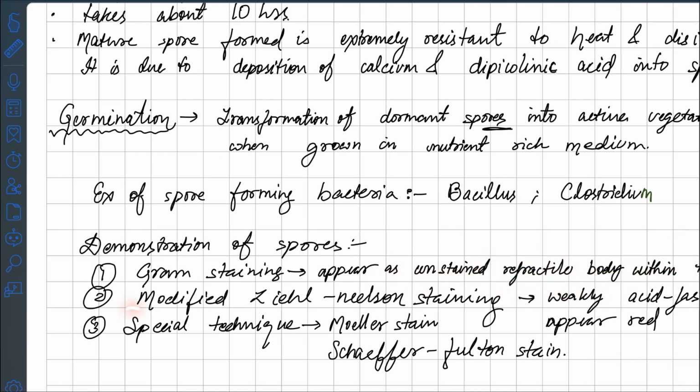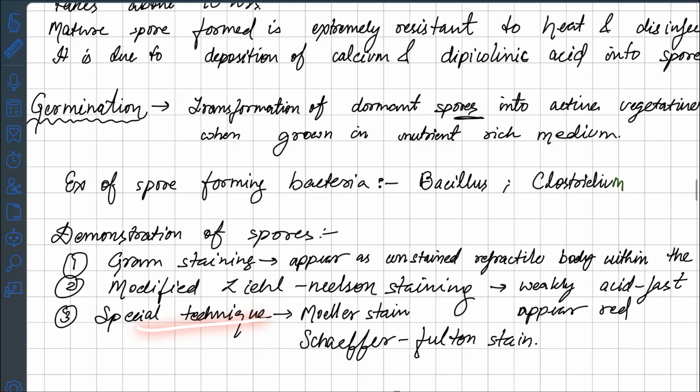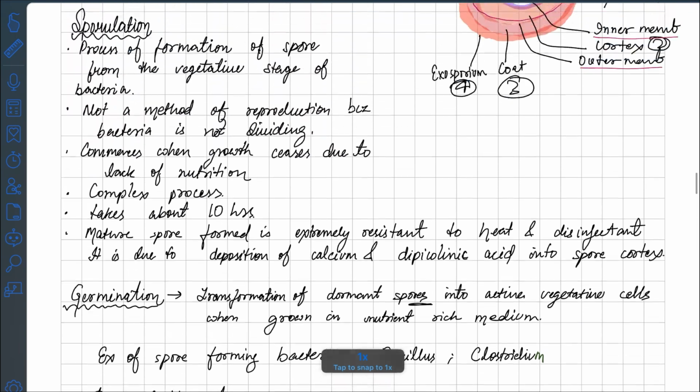The second method is modified Ziehl-Neelsen staining or modified ZN staining. The spores appear weakly acid fast, and special techniques like Moeller stain or Schaeffer-Fulton stain can be used. So this was all about spore.